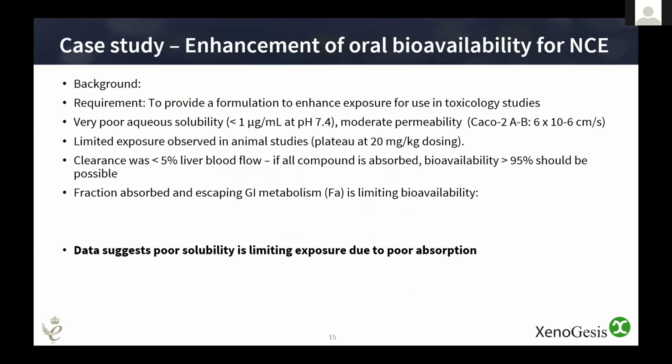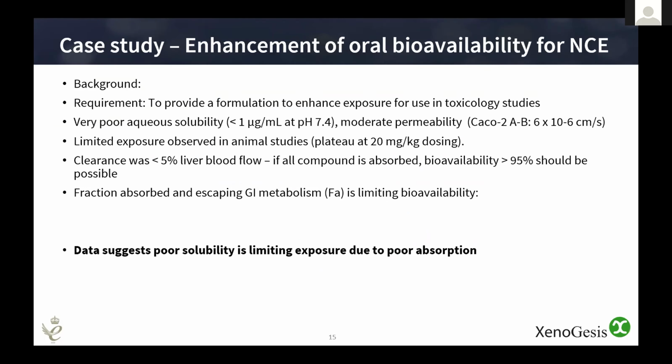So just as an example, a real life example, a client came to us and they wanted a formulation to enhance exposure for use in tox studies. We reviewed this data. It had very poor aqueous solubility, as many compounds do these days, unfortunately. It had reasonable permeability. That was pretty good.